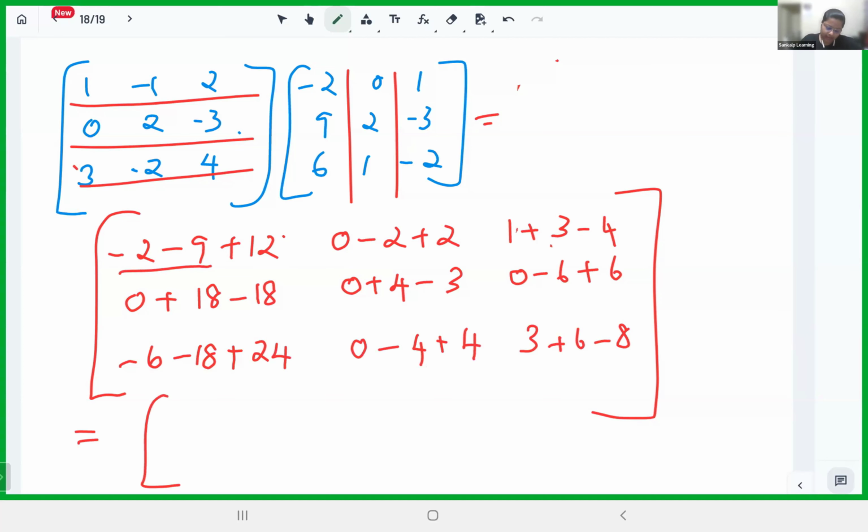Minus 2 minus 9, that is minus 11, plus 12 is 1. Minus 2 plus 2 is 0. 1 plus 3 is 4. 4 minus 4 is 0. 18 minus 18 is 0. 4 minus 3 is 1.